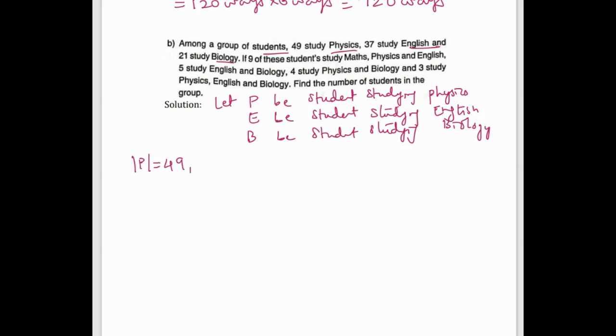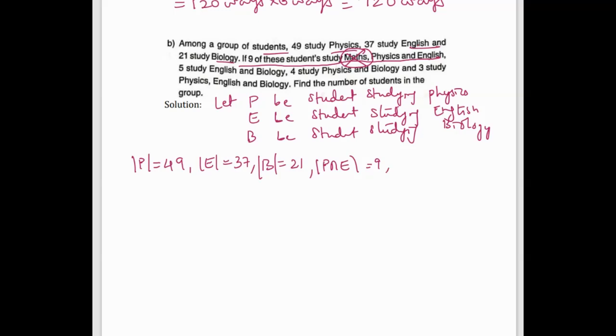49. English is 37. Biology is 21. Then 9 students study physics and English. So this maths is given in a wrong way. Suppose if you have attended and you got confused, you may get the grace marks for this because your maths is not there. Okay, so we'll just think that it is physics and English. So we'll take physics and English intersection.